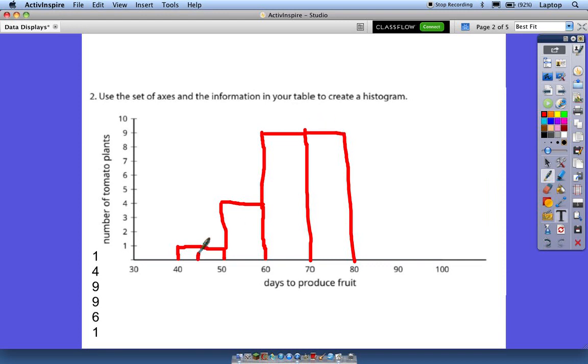So this is 1, this is 4, this is 9, this is 9. And then we have one at 6. And the last one is from 90 to 100 and is 1 tall. This is 1. This is 6. That is a histogram. The bars touch. The numbers inside indicate the heights. This shows the frequency from the numbers. The 1, 4, 9, 9, 6, and 1 are the heights of the bars.